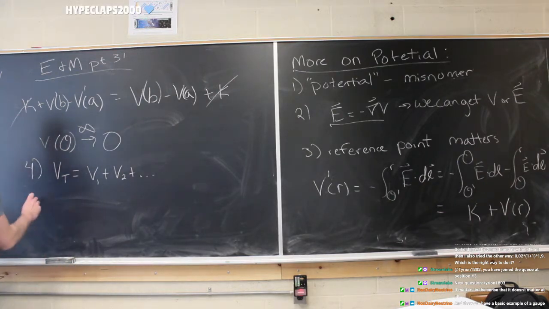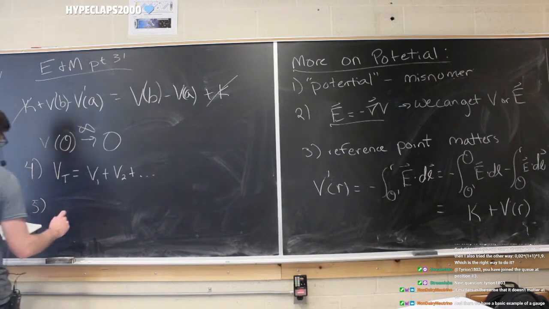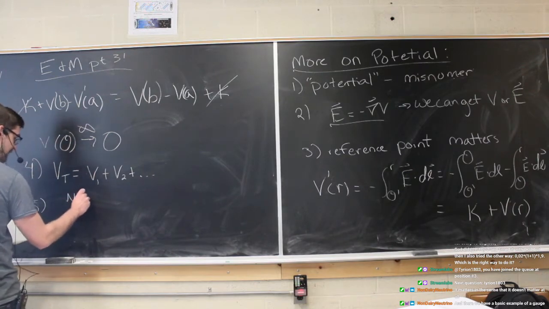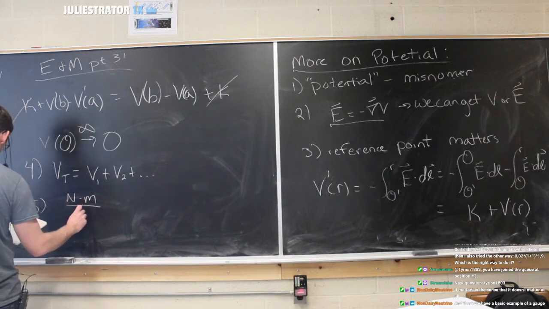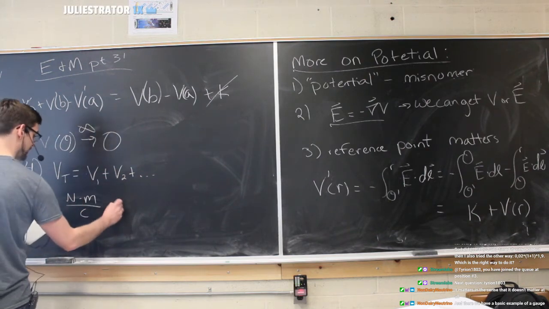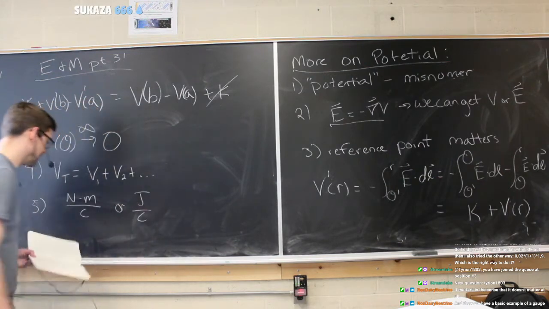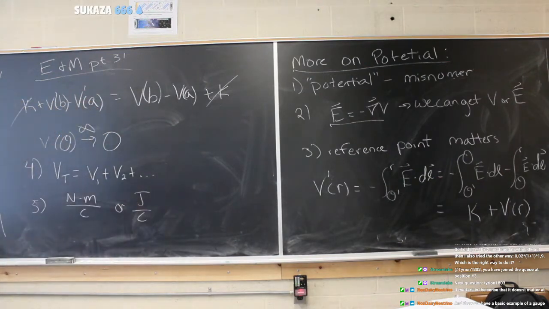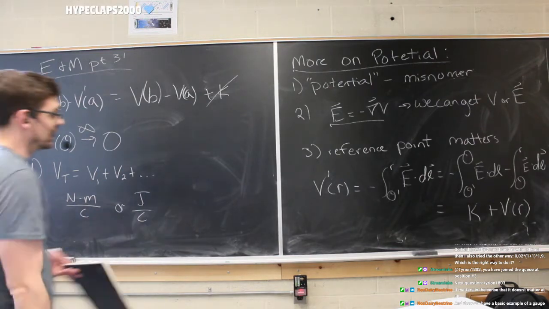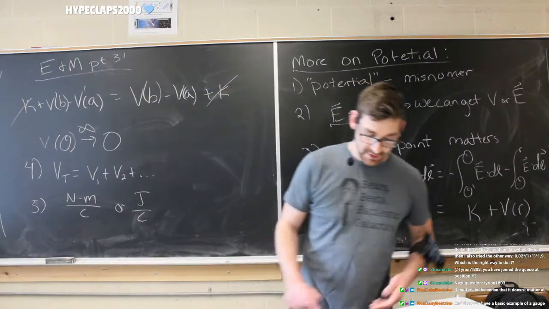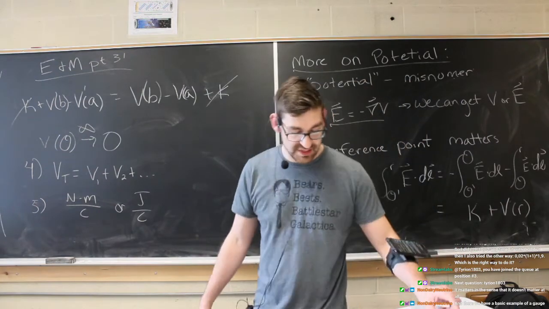And then lastly, we should just mention units, just for everybody's safety. Units are best if set to 1. But if you want to be useful, then we consider the two unit conventions: either newton meters over coulombs or joules per coulomb. Okay, so those are just some interesting things to talk about regarding potential.